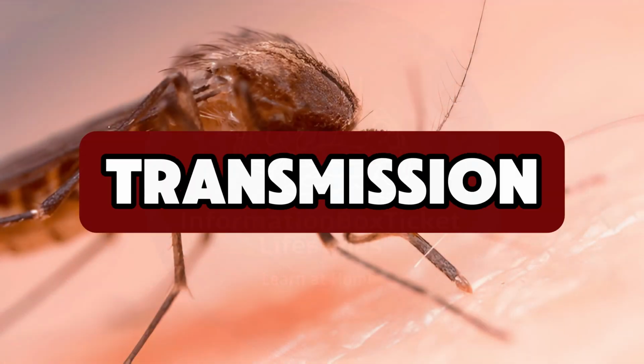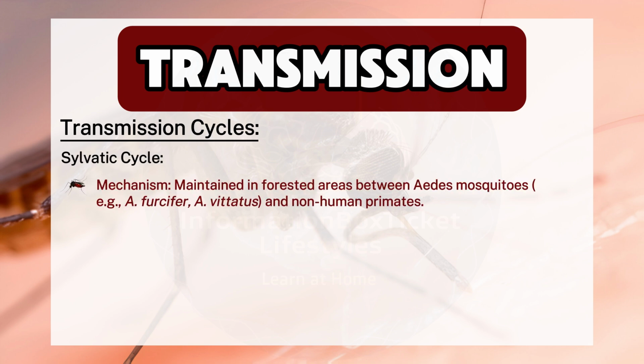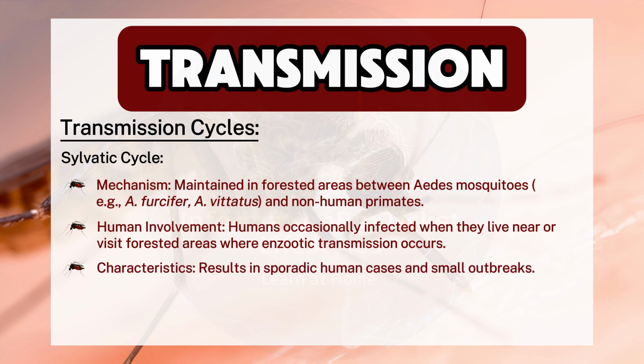Transmission of chikungunya virus. Transmission cycles. Sylvatic cycle. Mechanism. Maintained in forested areas between Aedes mosquitoes, for example, A. furcifer, A. vittatus, and non-human primates. Human involvement. Humans occasionally infected when they live near or visit forested areas where enzootic transmission occurs. Characteristics. Results in sporadic human cases and small outbreaks.